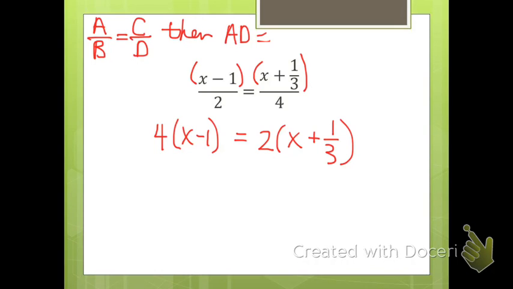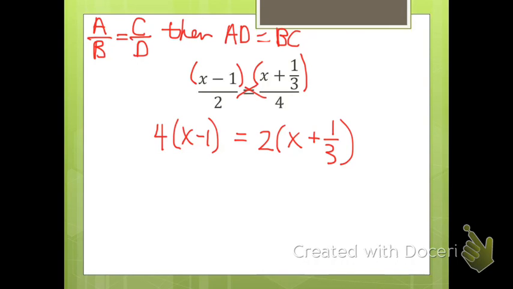Is equal to B times C. Okay. So that's all I did. I just set the cross products equal to one another because that's what's true of every fraction. So now I have a linear equation, but I'm going to need to use the distributive property to solve for x. So I'm going to go ahead and do that.